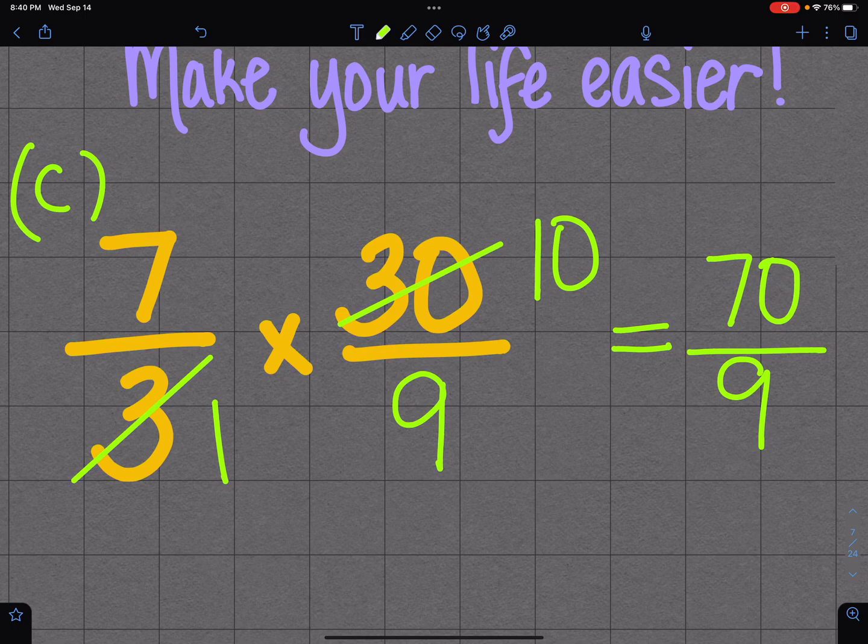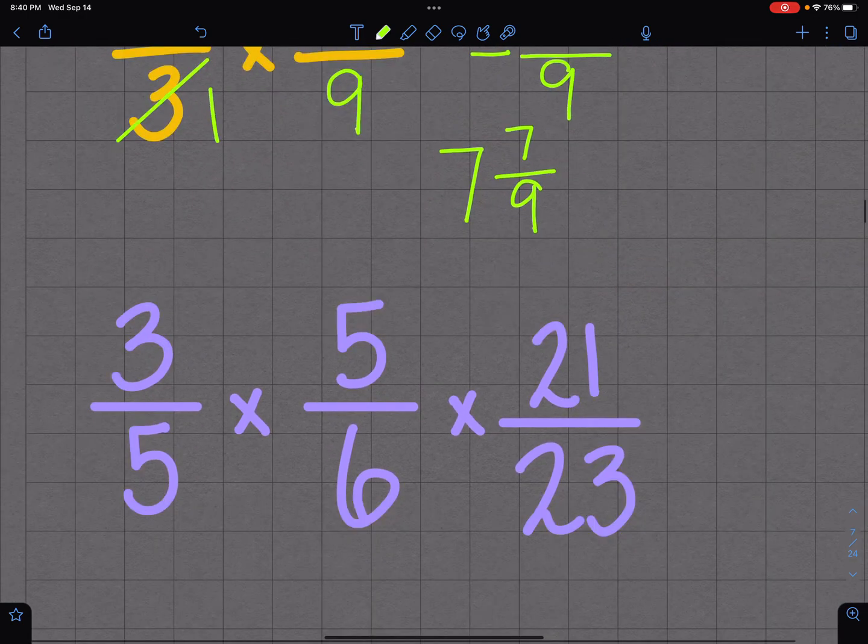But you can simplify that because the top number is bigger. So 9 goes into 70 7 times, 9 times 7 is 63. So there's 7 left over. And then you keep the denominator the same. So 70 over 9 is the same as 7 and 7/9. That was so fun that I want to do another one.